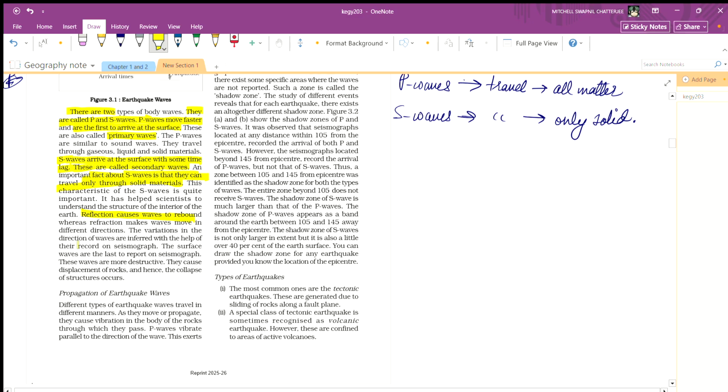The variation in the direction of waves are interfered with the help of their records. Interfered. I don't know the meaning of this word.